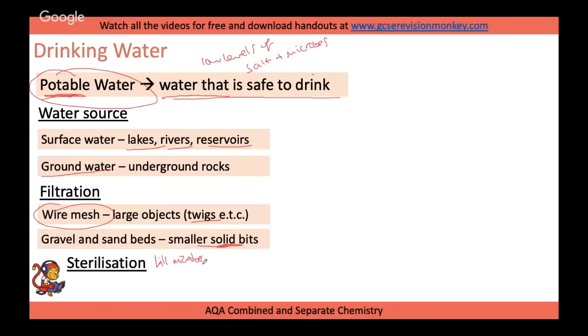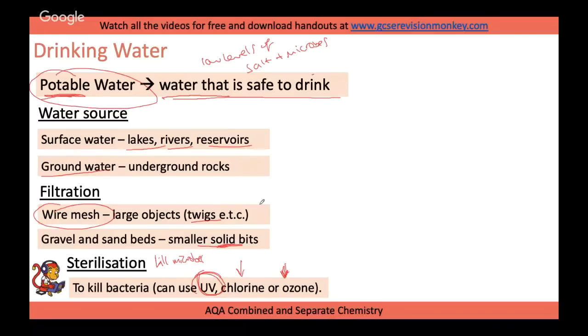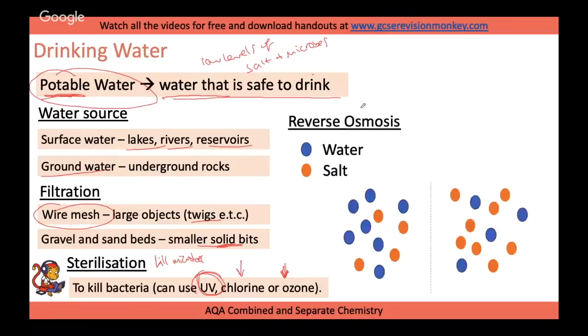And then finally, we need to sterilize it to kill microbes. And there are several ways we could do that. We could use ultraviolet light that has enough energy to kill the bacteria. We could bubble it through with chlorine or bubble it through with ozone gas as well. So either of those methods or all of them we might use to sterilize the water. Then it is potable and safe to drink and we can put it through our taps.